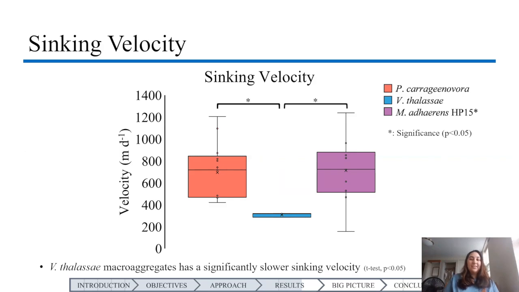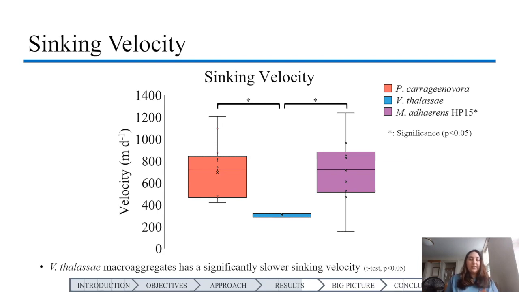Once it was established that these bacteria could form macroaggregates, we wanted to know the sinking velocity of those aggregates. So it was found that the sinking velocity of bacterial aggregates ranged from about 200 to 1,200 meters per day, which is highly comparable to the sinking velocity of phytoplankton-derived aggregates, which range from 100 to 700 meters per day.